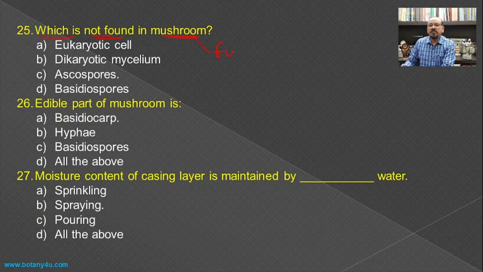Then which is not found in the mushroom? Mushrooms are fungi, and all the fungi are eukaryotic organisms. It means that they have the eukaryotic cell. See, not found in the mushroom. Then dikaryotic mycelium. It means that the mycelium containing the cells with two nuclei in each. So that is a dikaryotic mycelium. So this is also found in the mushrooms.